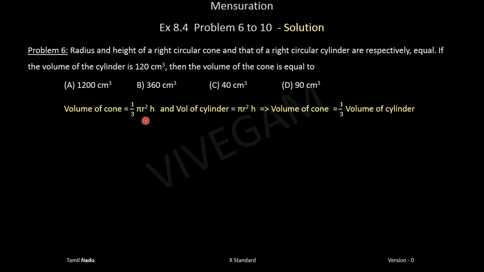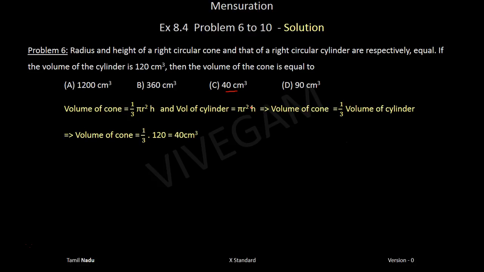So, volume of the cone is 1/3 pi r squared h. Volume of the cylinder is pi r squared h, but we know r and h are equal in this case. So which means the volume of the cone is 1/3 the volume of the cylinder. Is it right? 1/3 pi r squared h and this is pi r squared h. So volume of the cone is 1/3 the volume of the cylinder. And we know volume of the cylinder is 120. Therefore, volume of the cone is 1/3 into 120, that is 40 centimeter cube. So, which is basically this option.